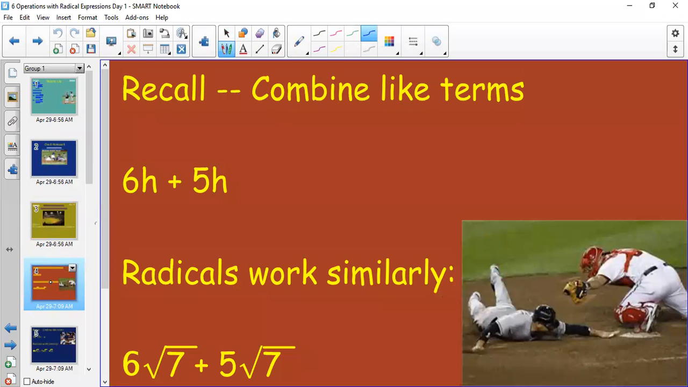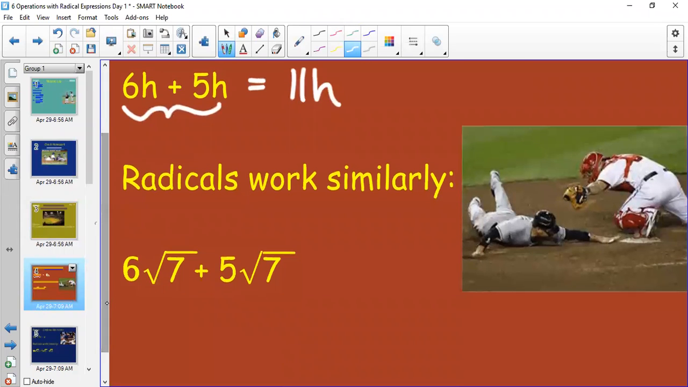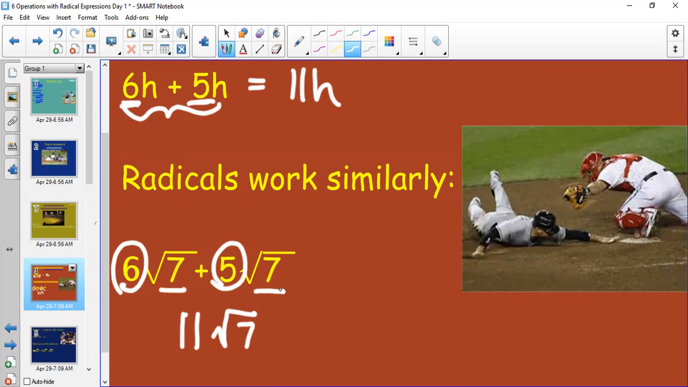And before we jump right in, I want to compare it to something that you guys already know about. You are already very good at combining like terms. So for example, I could add 6h plus 5h to give me 11h. And radicals work the same way. I am going to add the coefficients, but I'm going to keep the variables, or the radicals in this case, the same. So 6 square root of 7 plus 5 square root of 7 would give me 11 square root of 7. So add coefficients, keep the radicals the same.